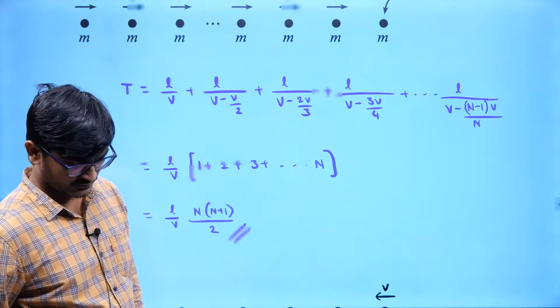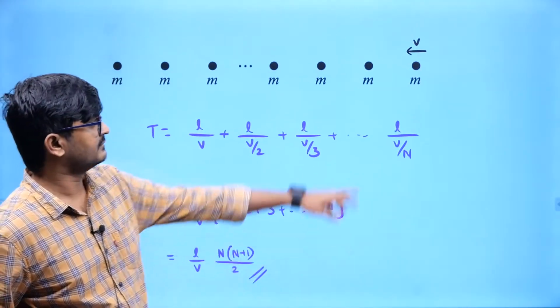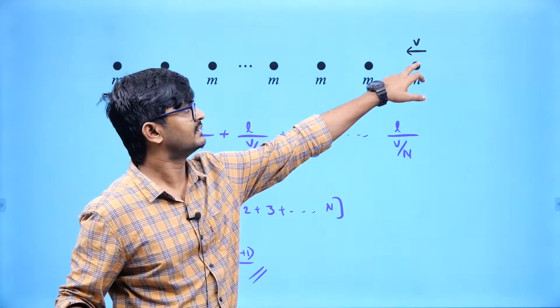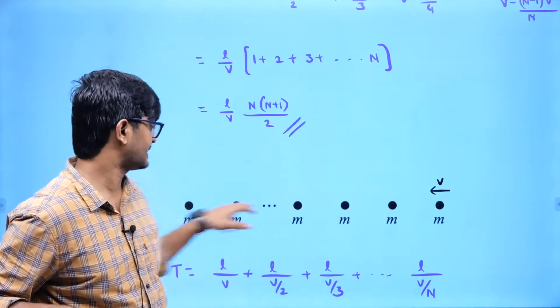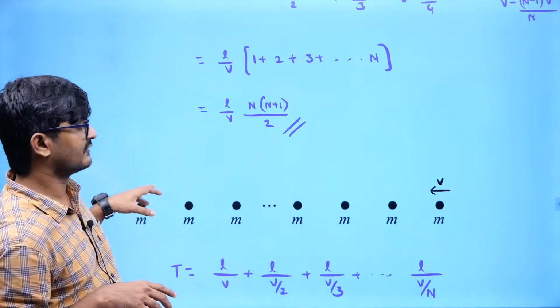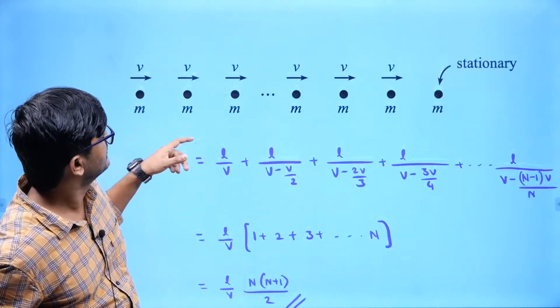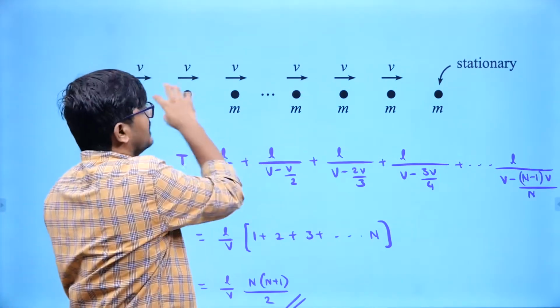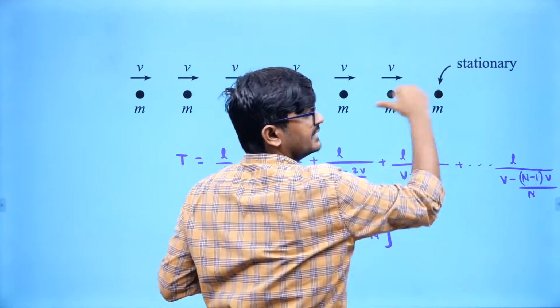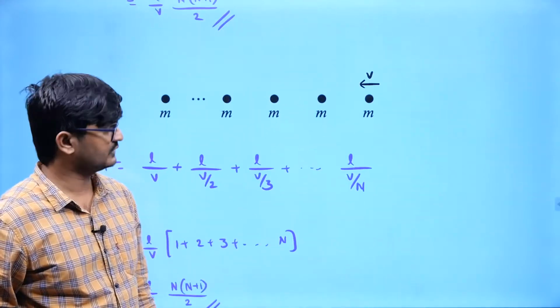Now if I observe the same thing from a frame where these are at rest, so I'll be observing from a frame which was moving with speed v. So if I observe from a frame which is moving with speed v, I'll be feeling all these are at rest, but this is moving with speed v. So that is how I am going to do this.